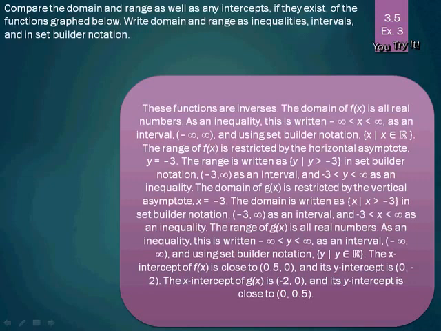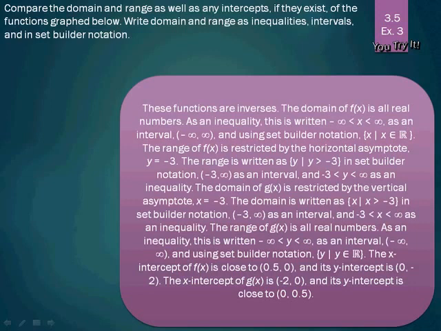The domain of g of x is restricted by the vertical asymptote x equals -3. The domain is written as the set of x's such that x is greater than -3 in set builder notation, -3 to infinity as an interval, and -3 is less than x is less than infinity as an inequality. The range of g of x is all real numbers. As an inequality, this is written -infinity is less than y is less than infinity. As an interval, -infinity to infinity. And using set builder notation, the set of y's such that y is a member of the real numbers.